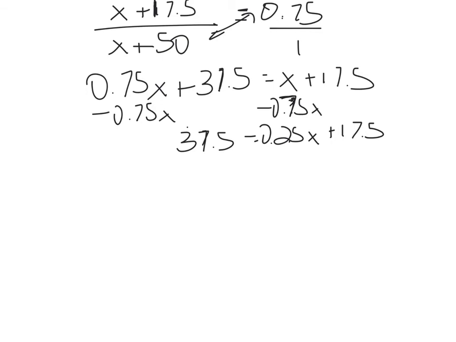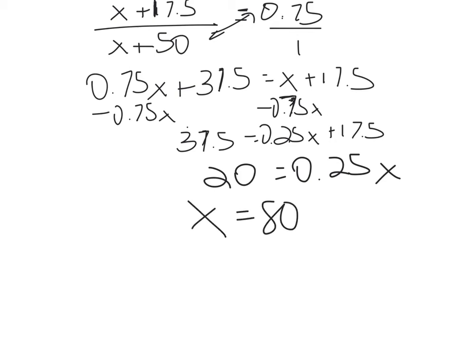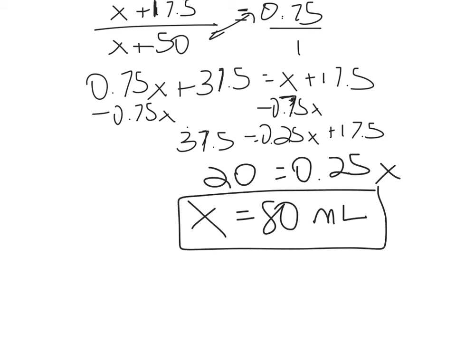Okay, go ahead and subtract 17.5 to the other side. And then you get, let's see, to divide by 0.25, x equals 80. 80 what? 80 milliliters of pure acid that you need to add to the 50 to get the 75%.